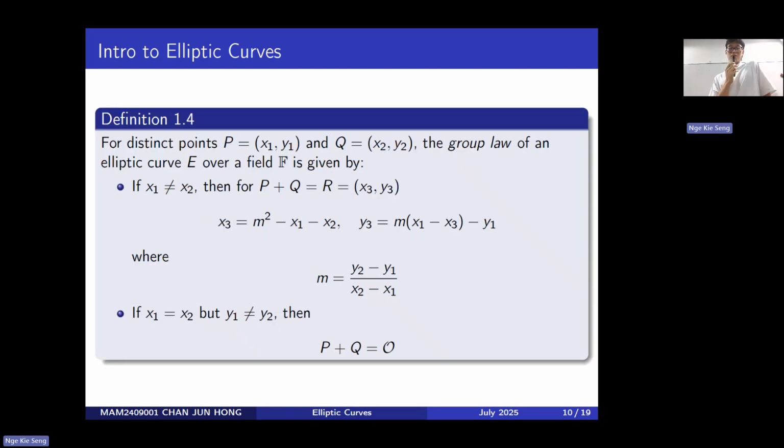So with that, we can now define the group law of the elliptic curve. So for distinct points P and Q, the group law of an elliptic curve over a field F is given by, if x1 does not equal x2, then for P plus Q equals R, we have the coordinates of x3 and y3 given here. So this was done by some algebraic methods, but to show you geometrically, this is what.